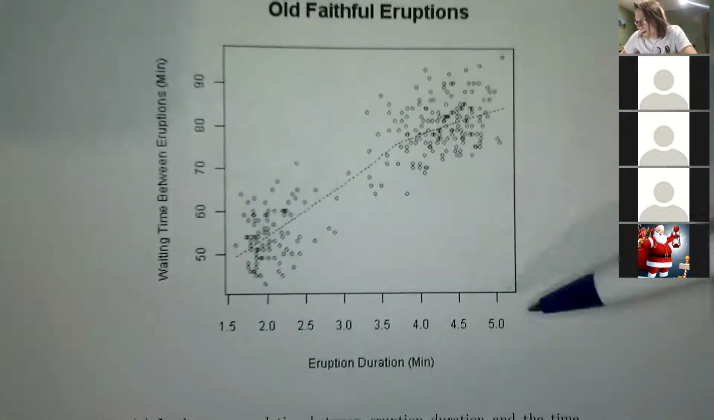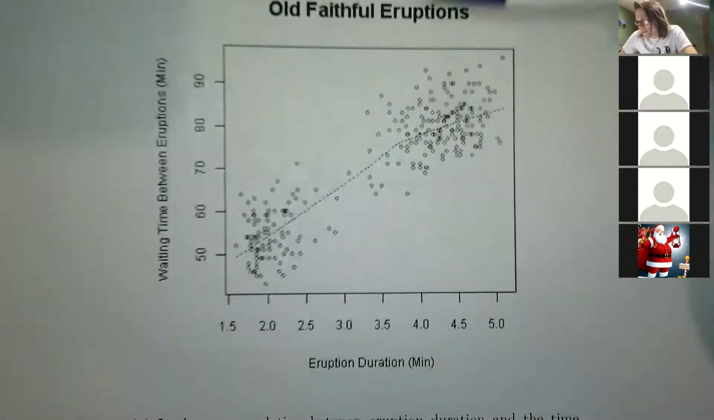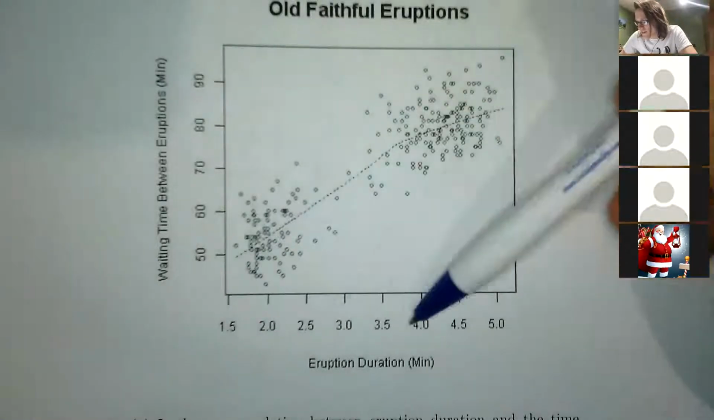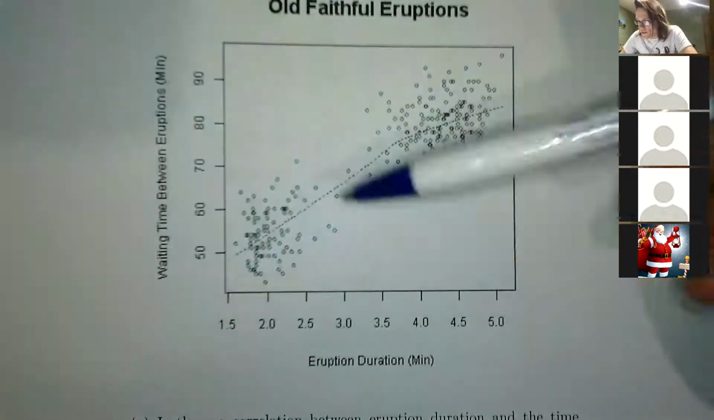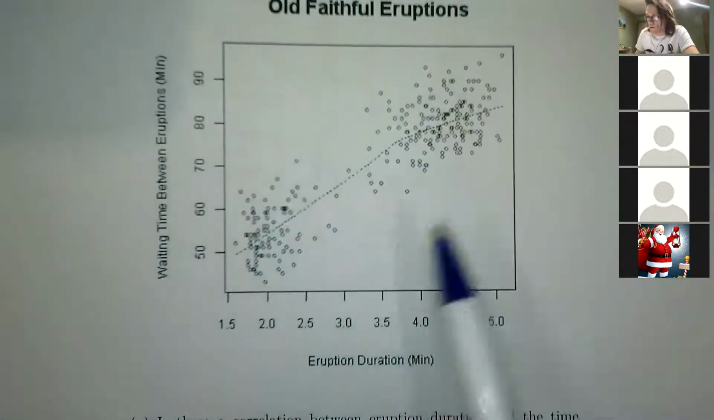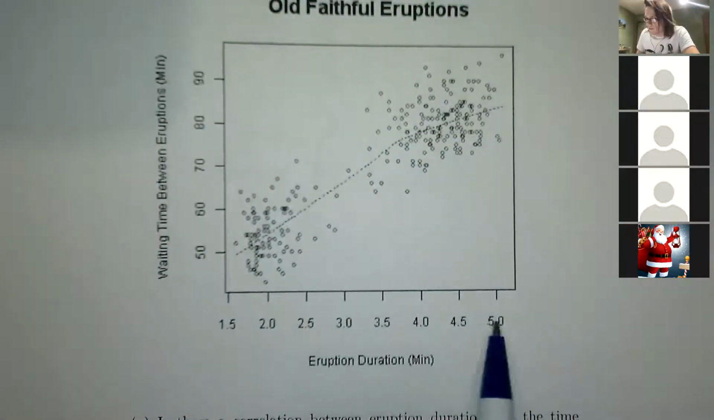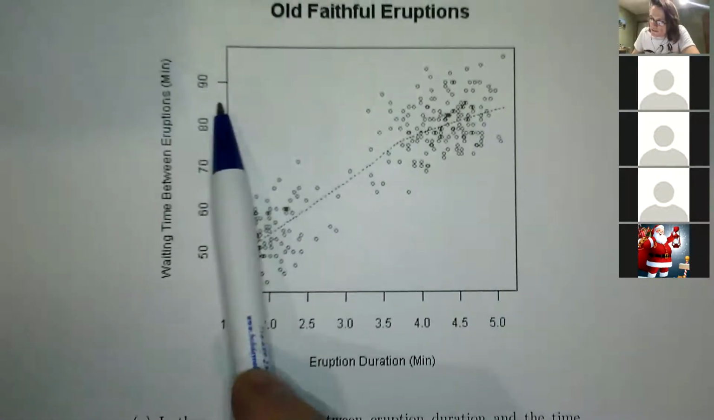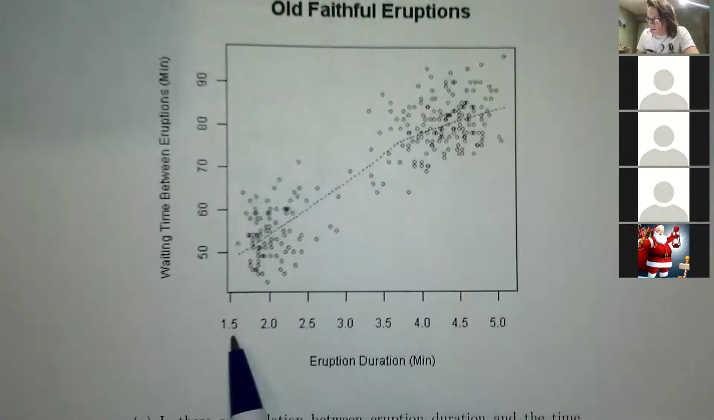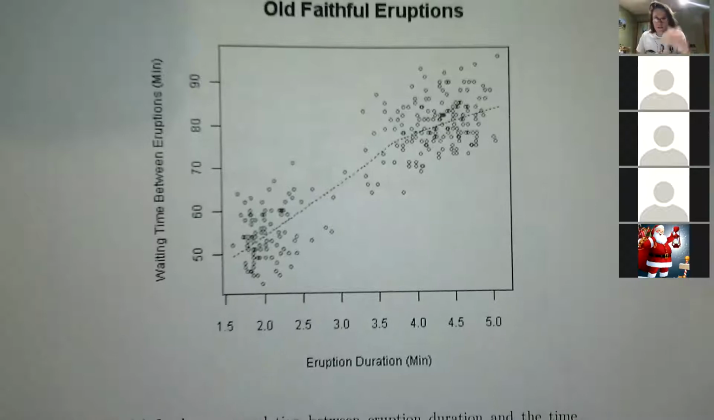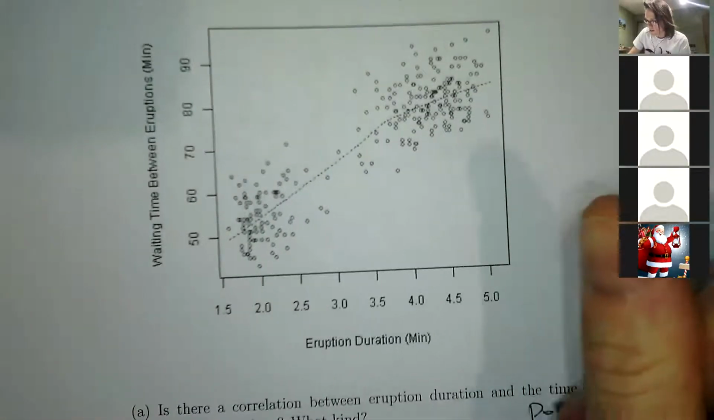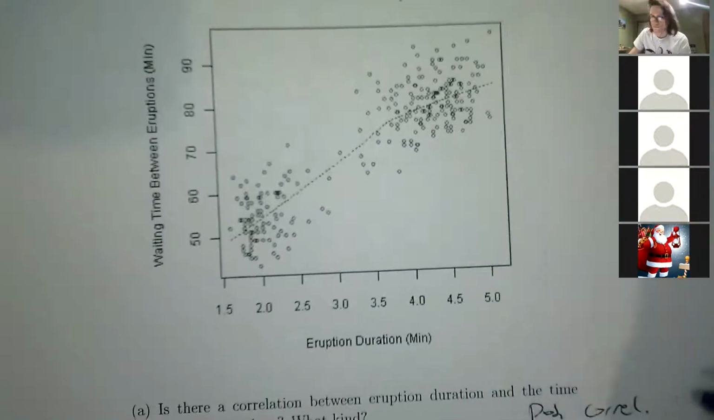And so in this case, as eruption duration goes up, the time between eruptions also goes up, right? So if I'm at 5 minutes, I'm almost at an hour and a half between eruptions. If I'm only at a minute, I'm less than an hour. So as one goes down, the other goes down. If one goes up, the other goes up. So this is a positive correlation.